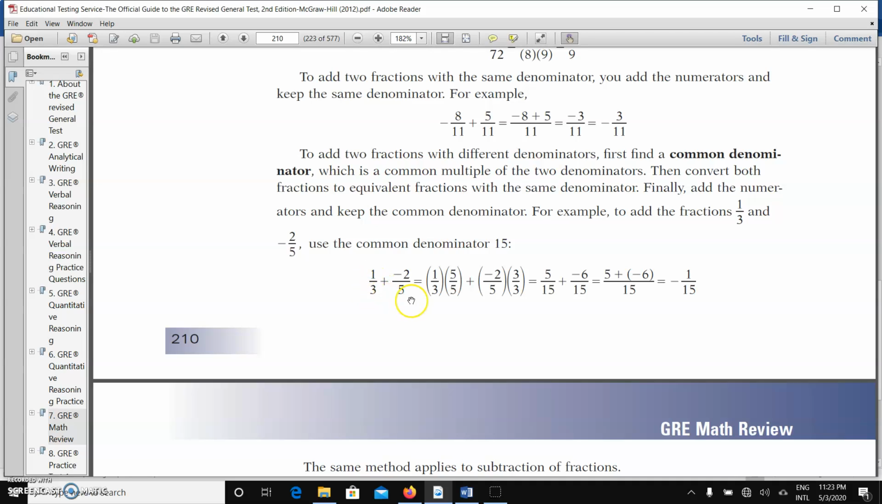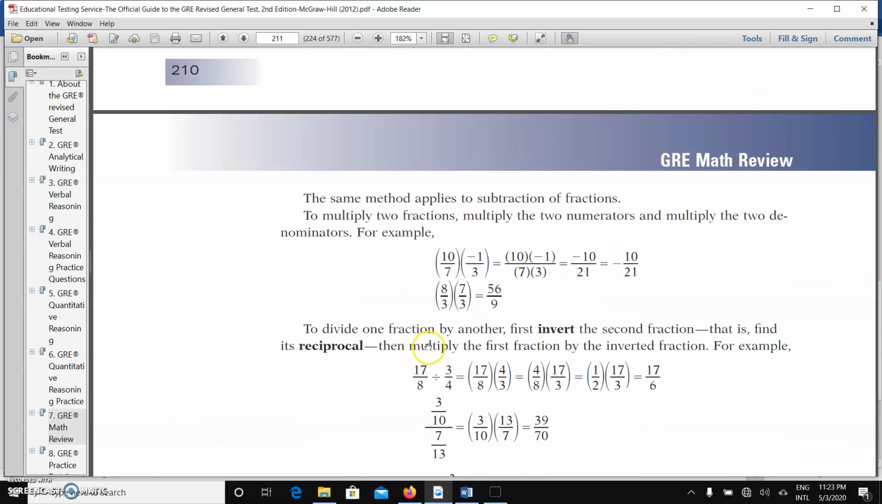For example, since 3 and 5 are the denominators, the product is multiplied by each fraction. 15 times 1 over 3 plus 15 times minus 2 over 5. So you do that, you get your answer fast. Now, multiplication of fractions. You multiply, that's easy. That's minus 10. 7 times 3, that's 21. So minus 10 over 21.